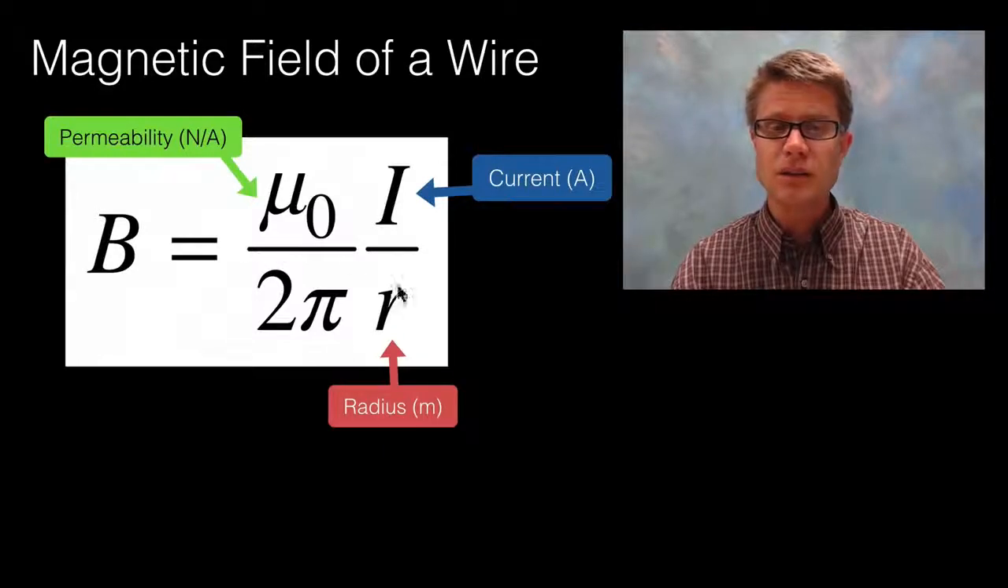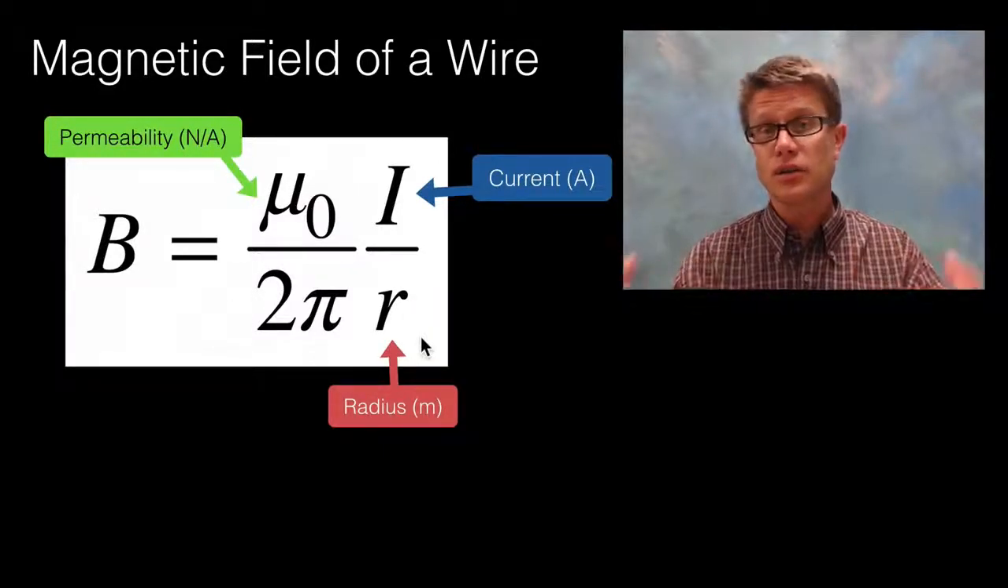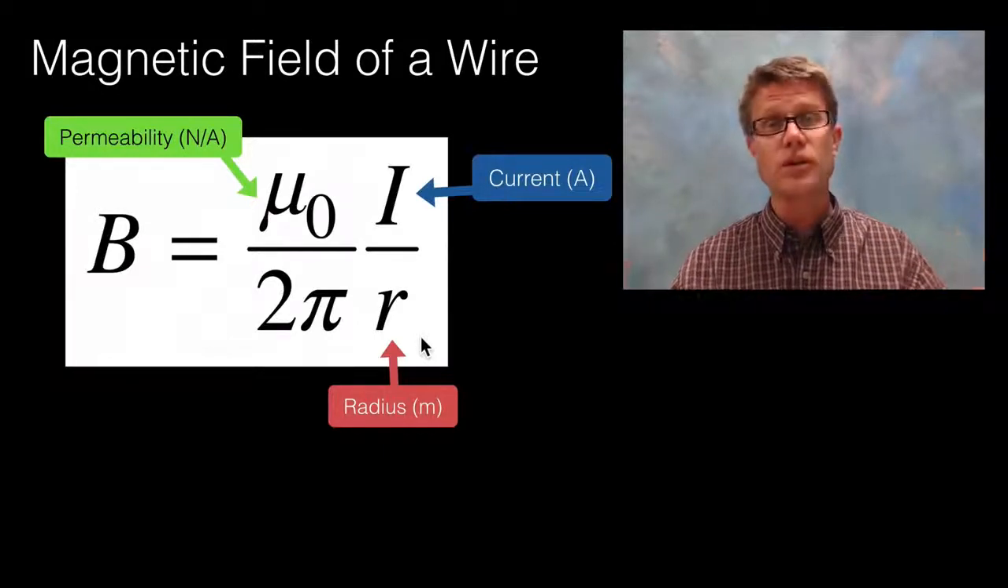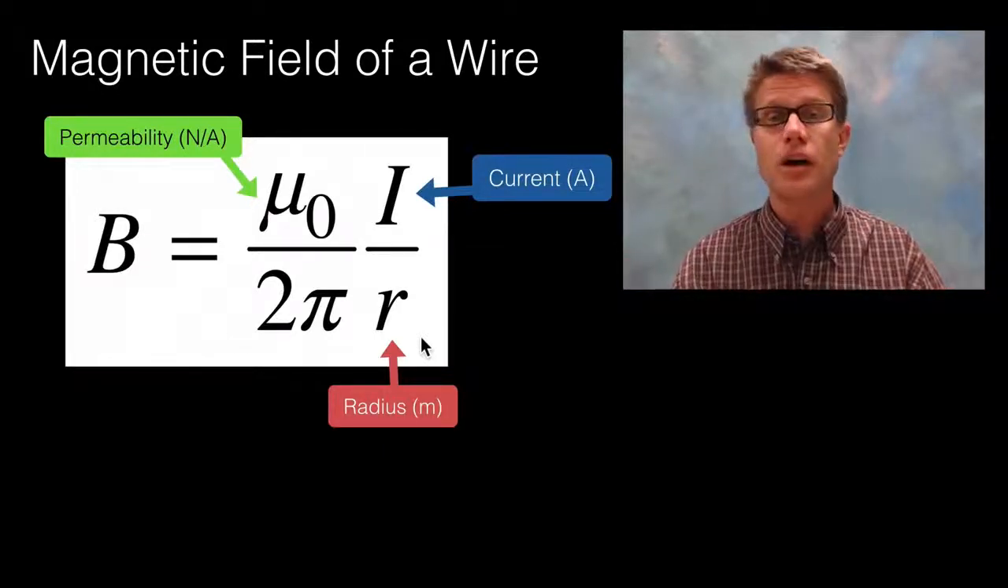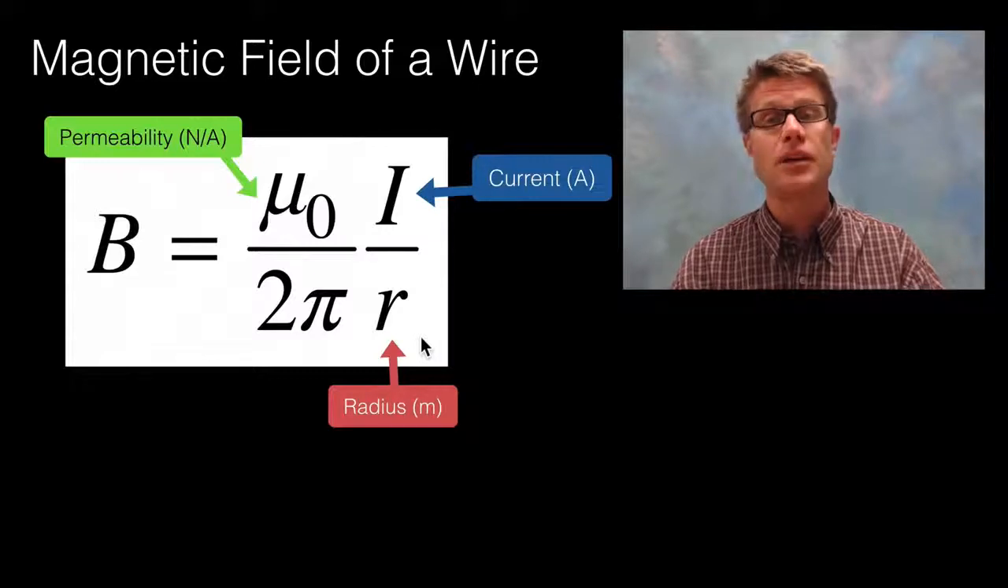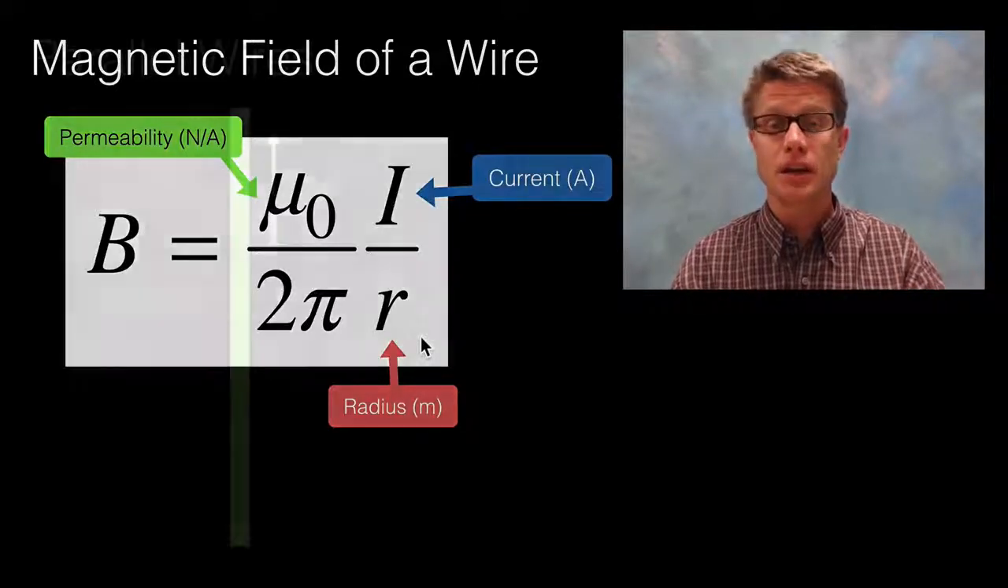Now you might recognize this on the bottom. What is 2 pi r? That's the circumference of a circle. And that's because as we move farther out from that wire, we're going to have a 2 pi r relationship between the amount of current and then the magnetic field.